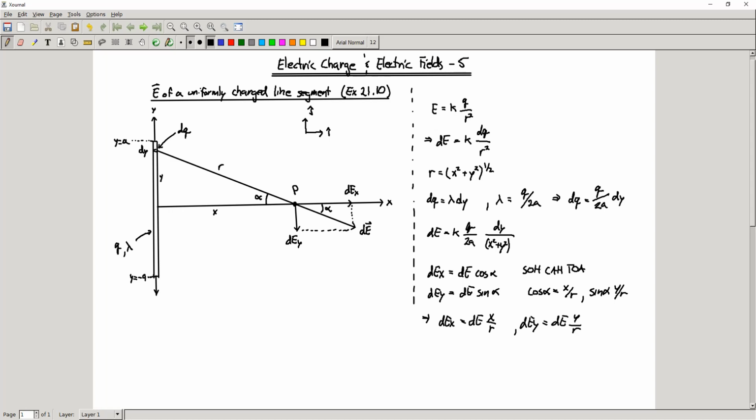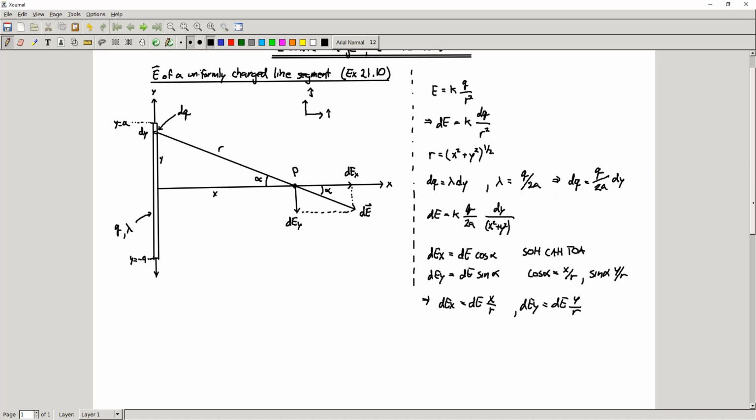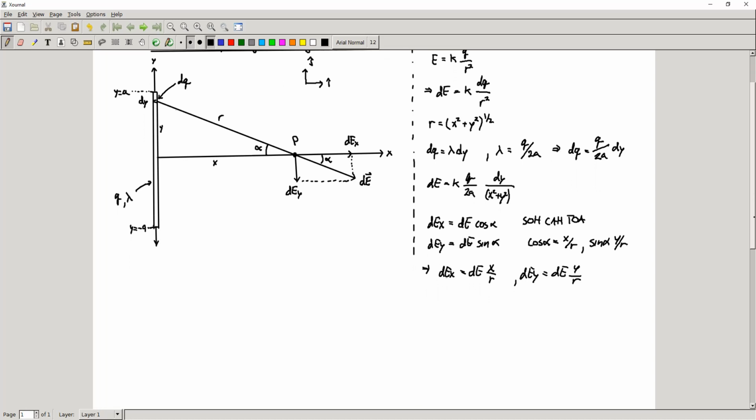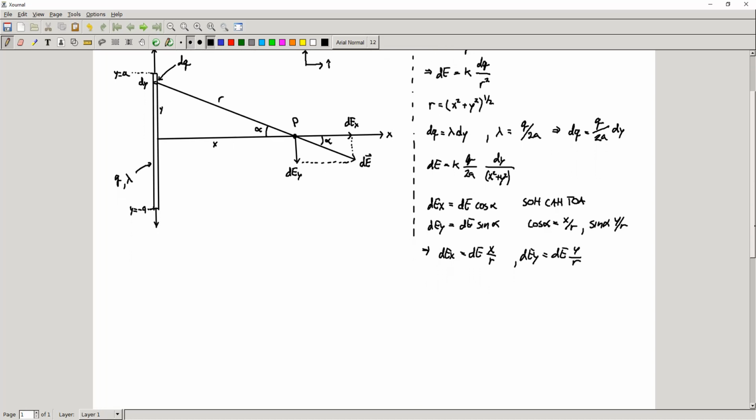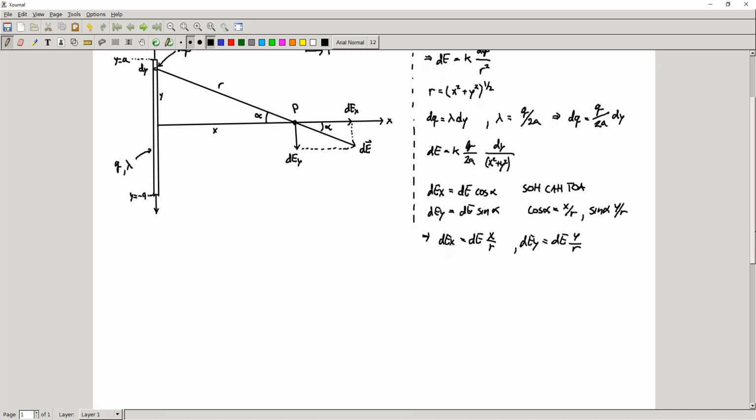Okay, so that's great. So let's write out our two infinitesimal contributions to our electric field, basically the x contribution and the y contribution. Let me write it out here, trying to keep this as neat as I can.